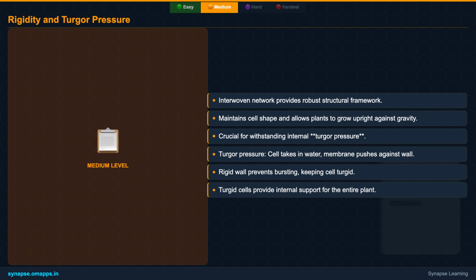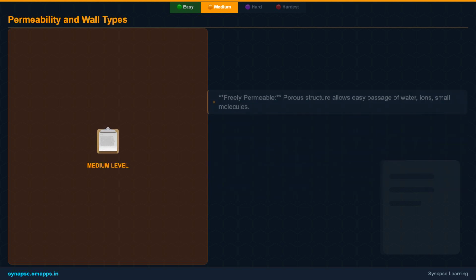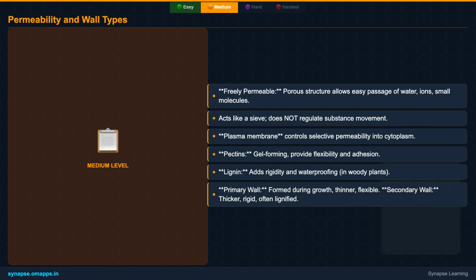When a plant cell takes in water through osmosis, the cell membrane pushes outwards. The rigid cell wall counteracts this pressure, preventing the cell from bursting and keeping it turgid. This turgidity is vital for plant support, growth, and overall health. Without it, plants wilt.